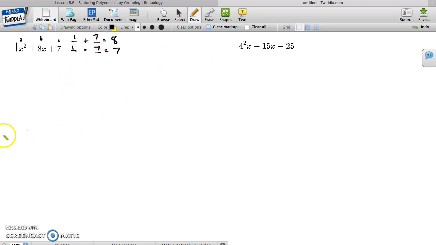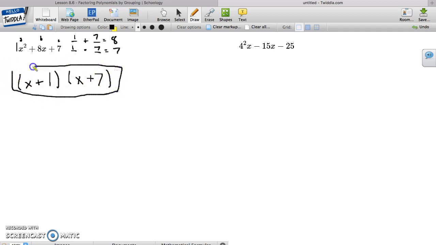So that variable works. And now we simply just plug it in the form x plus 1 and x plus 7. And that is our answer for our very first problem.